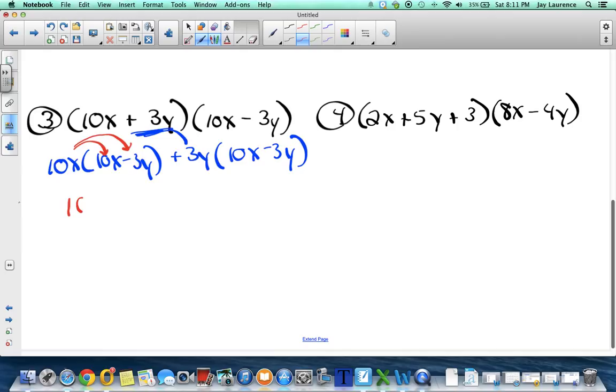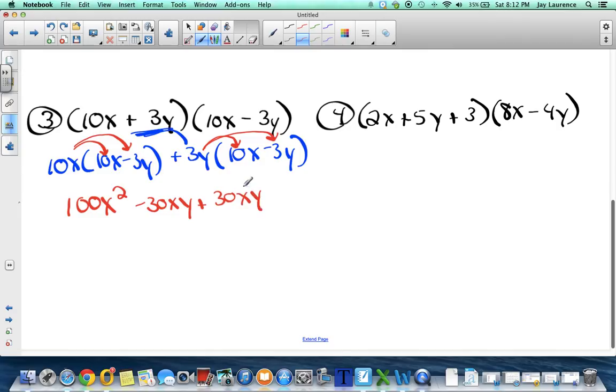10 times 10 is 100. X times x is x squared. 10 times negative 3 is negative 30. X times y is just xy. Negative 30xy. Now I'm going to distribute this 3y. Okay, and so I'm going to get 3 times 10 is 30. Y times x, I'm going to write it as xy.